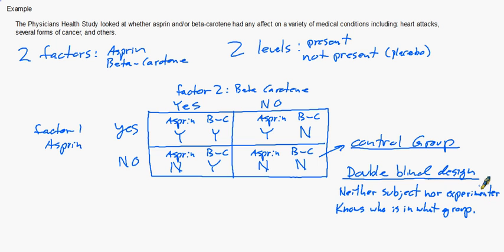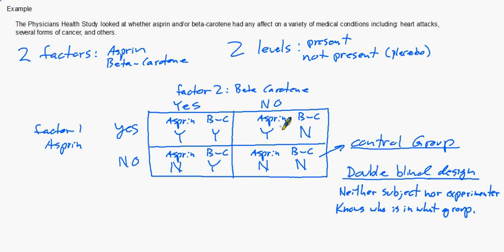Now, I do have to qualify a little bit what we mean by the experimenter. Someone in the experiment probably needs to know who's in what group. But that person shouldn't have direct and consistent contact with the subjects. The experimenter who is actually handing out the pills needs to be blind, needs to not know who is in what group. The head researcher can know, because that's not going to affect the subject.